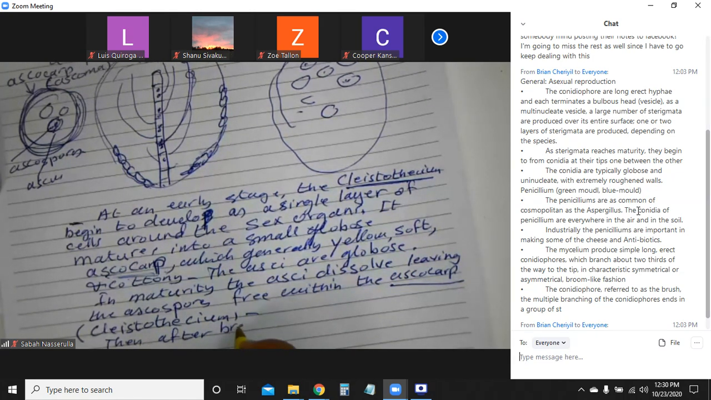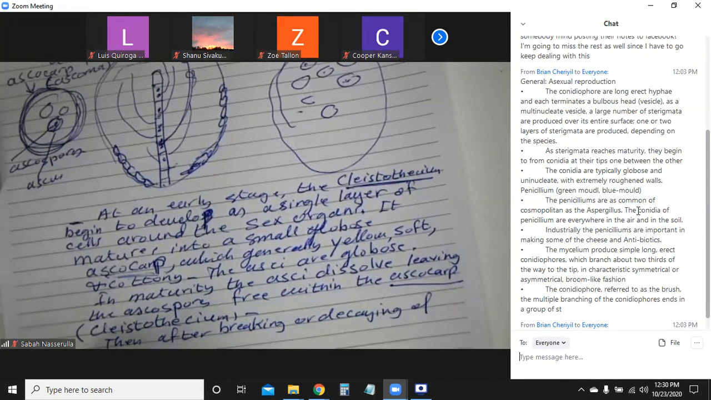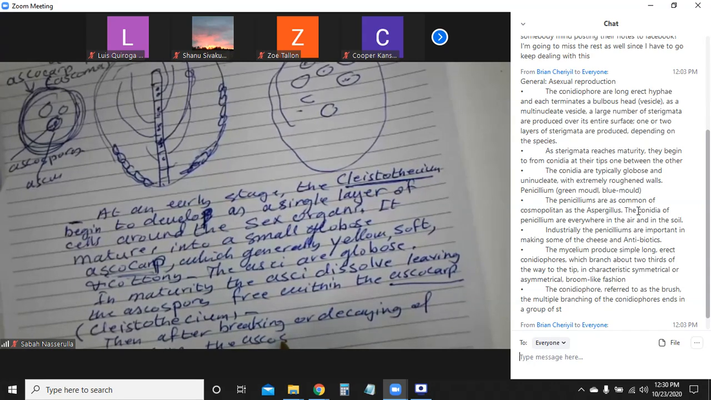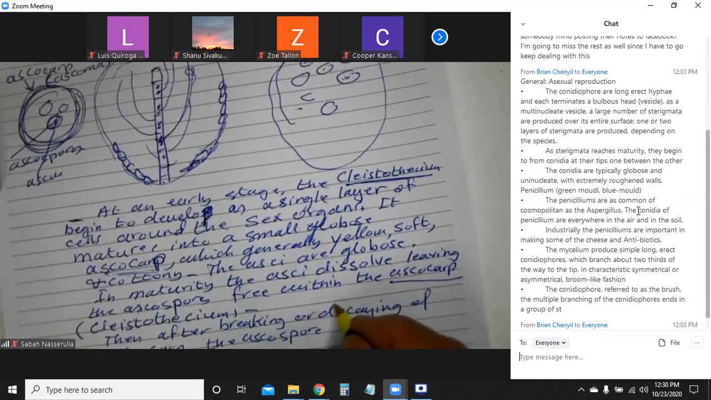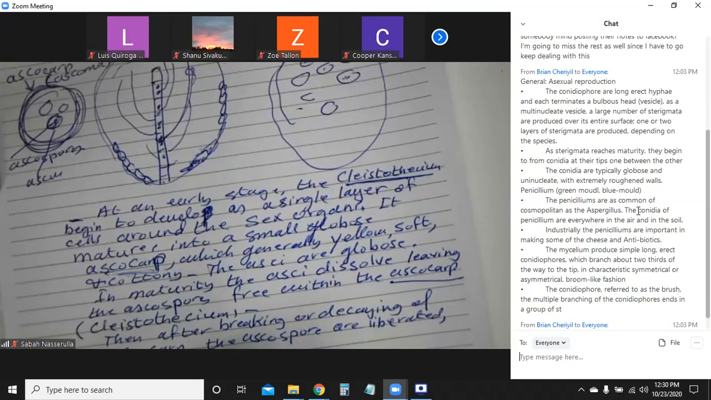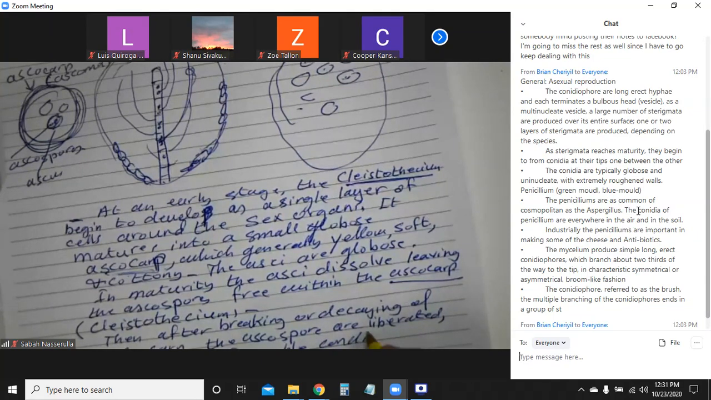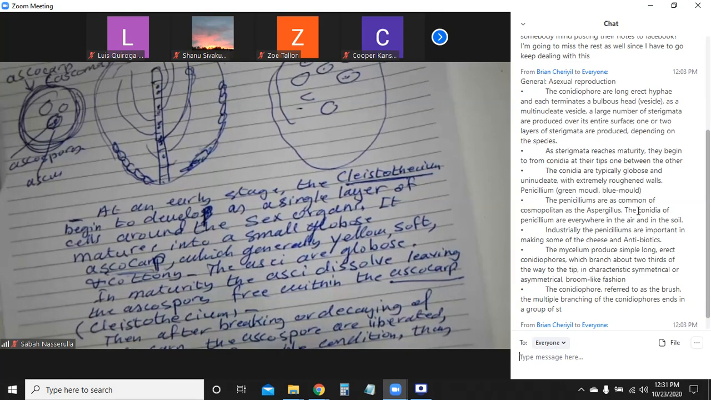after breaking or decaying of the ascocarp, the ascospores are liberated, and under favorable condition, they germinate into a new hypha. Okay?